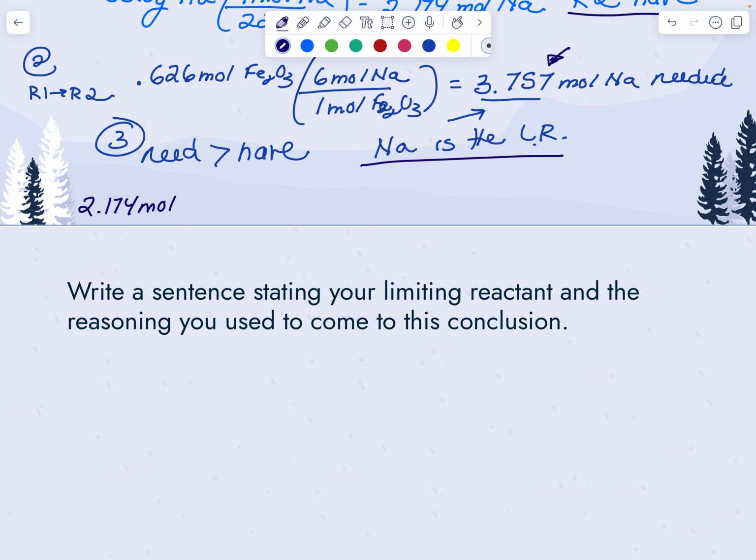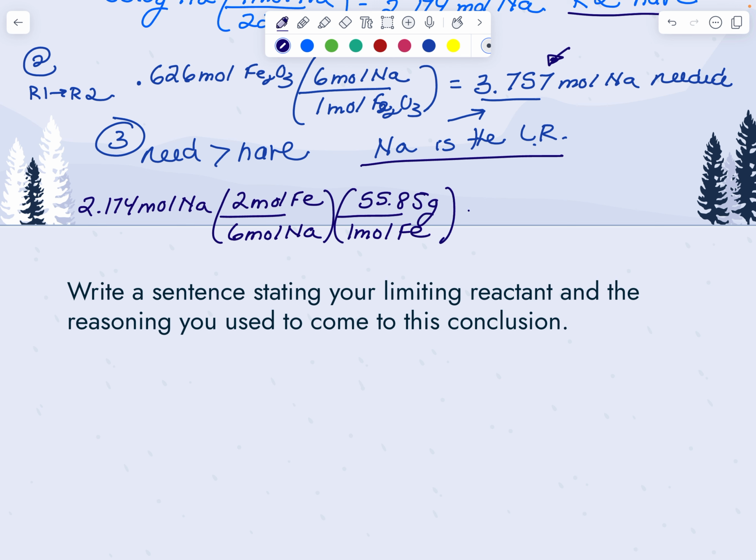2.174 moles of sodium, right? According to the balanced chemical equation, 2 moles of iron will be produced from 6 moles of sodium, and 1 mole of iron has a mass of 55.85 grams. And when I put that into my calculator, I get 40.4886 grams of iron. And this is where I start to think about significant figures, right?